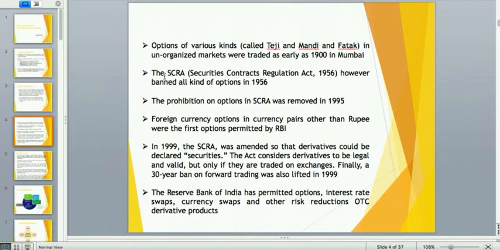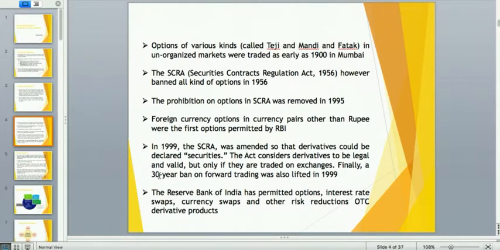So we have the SCRA. Now, SCRA had banned all kinds of options in 56, and then they removed the ban somewhere around 95, and then we had currency options coming in, and then somewhere in 1999 we had SCRA making amends in their act and calling derivatives also legal and valid securities. You understand these kind of things are important.